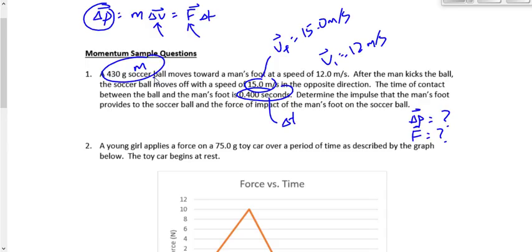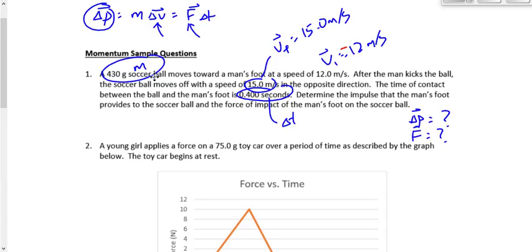Exactly. That's what we were just talking about, right? We missed the direction. We didn't pay attention here to the fact that the ball was moving toward the man's foot. Now it's moving away from the man's foot. If we miss that, this question is wrong. Both parts of it will be wrong. We're going to make one of them positive, one of them negative. It doesn't really matter which one. When I did this, I chose to make the VI negative. Coming towards me was negative 12. You could have just as easily done it the other way around, as long as they were opposite signs.